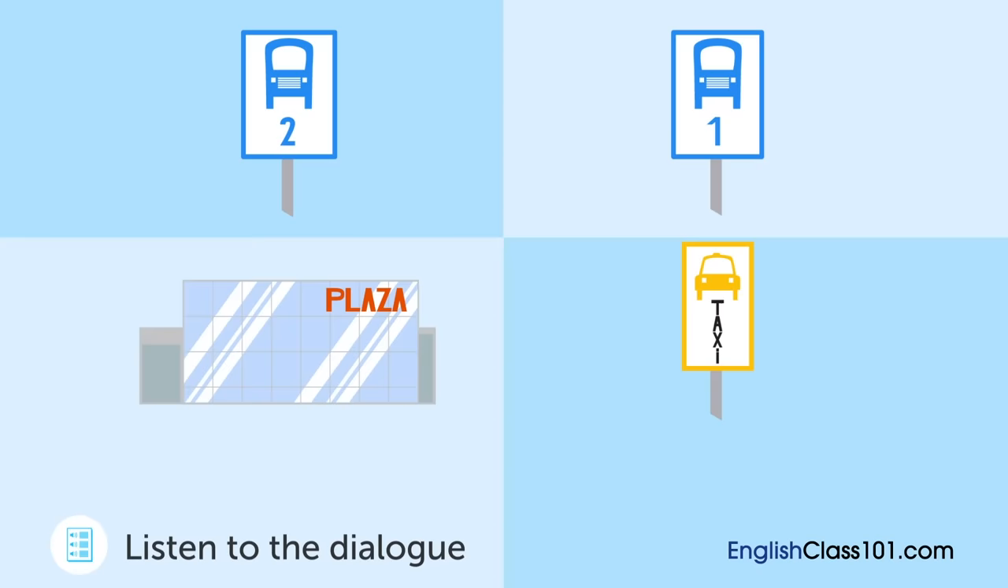Excuse me, I need to go to the airport. Would you tell me how to get there? Sure, there are a few ways. If you take bus number 1, it takes about 1.5 hours to the airport. It's the least expensive way. Bus number 2 is a non-stop bus. It's more expensive and leaves once every hour, but it only takes 50 minutes.